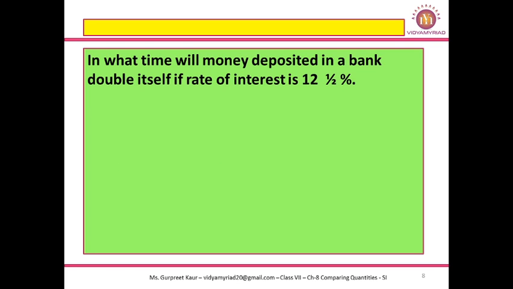Now, in what time will money deposited in a bank double itself if rate of interest is 12.5%? Now nothing is given to us. Okay, we need to find out the time, but we don't know principal, we don't know interest, we don't know anything. So what I will do is, we will assume it. Let the principal be rupees 100, and they are saying it should double itself. So amount should be equal to 200, only then it will be double. Principal is 100, so its double will be 200. Rate is given to us as 12.5%, and time we will be calculating.